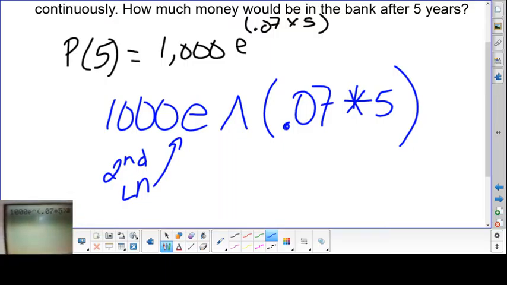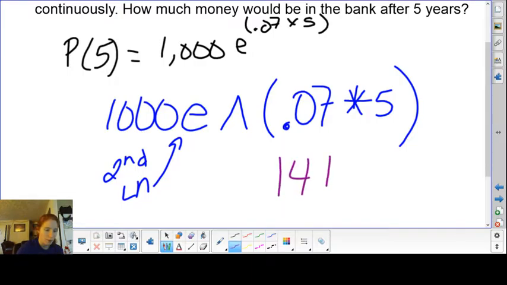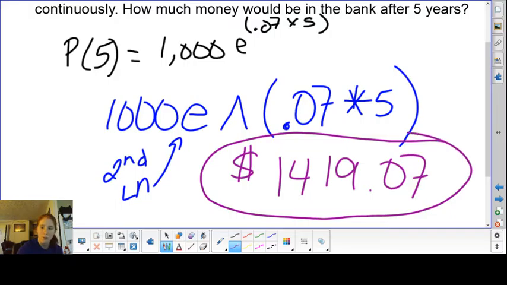And when I hit enter, I come up with 1419.07. This is a dollar amount, so remember you need the units, and you want to round to the nearest cent. So since it's 0.067, I'm going to go ahead and round that and do 7 cents.